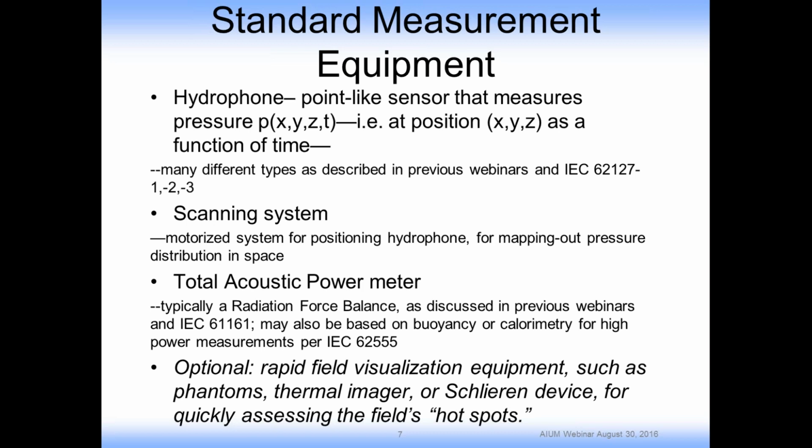I will mention that there's an optional piece of equipment for rapid visualization of the field, particularly in the therapeutic realm. There's often concern about not just the place in the ultrasound field that gives the maximum output, but secondary maxima, which may be far away from features of the field such as side lobes. And because in these new standards, there is concern about those side lobes and a requirement to measure them, given that they can be far away from the beam axis, there is sometimes a desire to first identify their location by doing a rapid, even if qualitative, scan of the field, and follow that up with hydrophone measurements. And typical equipment for this are thermal imagers, phantoms, or Schlieren devices.